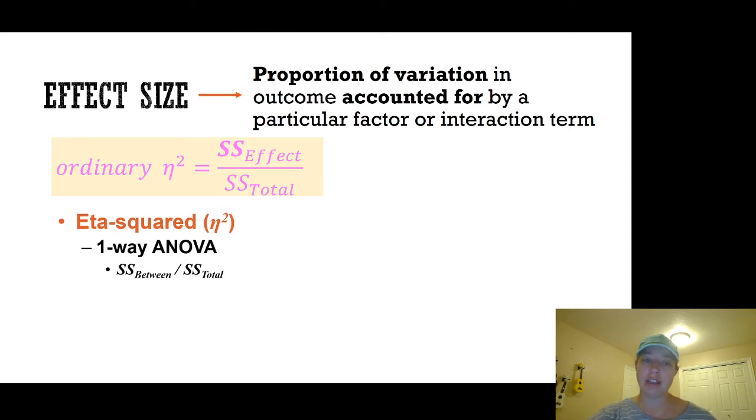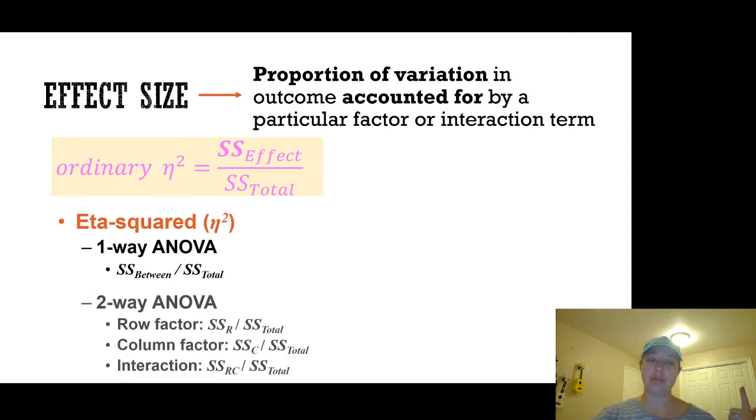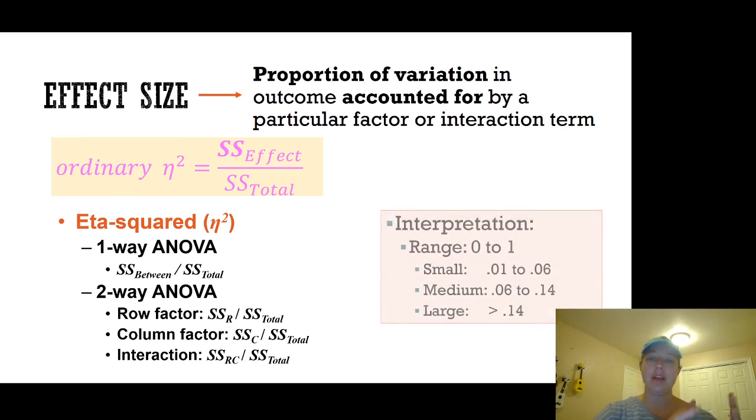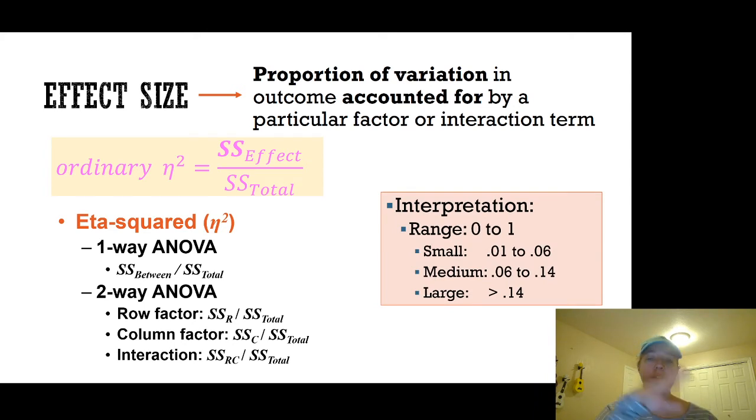In a one-way ANOVA, we did the SS between divided by SS total. In a two-way ANOVA, you would take, for the row variable, the column, or the interaction, whichever one you're doing, their own sum squared divided by the total sum squared. And just like the one-way, we have some ranges to be considered small, medium, and large. And you all know how much I just love these ranges. But in general, if a partial eta squared is between 1 and 6% of the variation, that's usually considered small. Between 6 and 14, considered medium. Over 14%, considered pretty big.